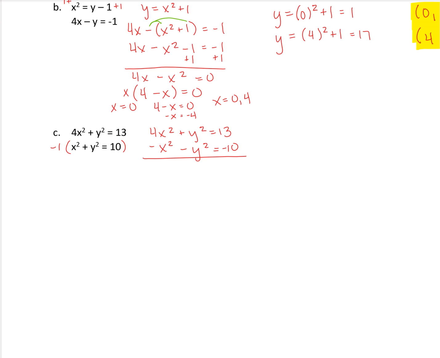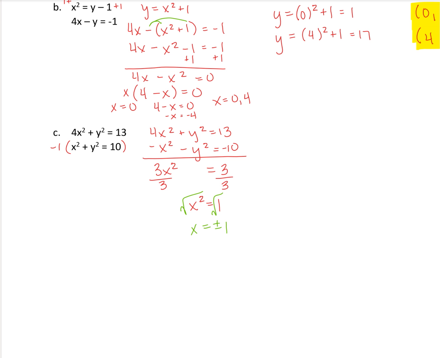All right, 4x squared minus x squared is a 3x squared. My y's cancel each other out, and 13 minus 10 is 3. Divide by 3. I get x squared equals 1. Well, of course, in order to solve the x squared, I'm going to have to take the square root. Well, square root of 1 is just 1, except because it's the square root, it's a plus or minus 1. So I have a plus or minus 1.